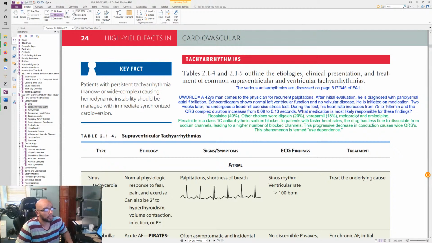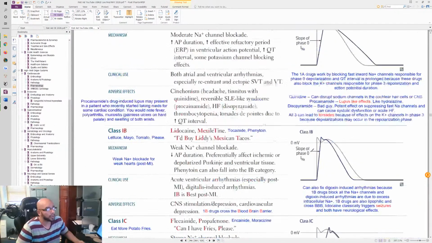So digoxin and verapamil, metoprolol, and amlodipine were all irrelevant, wrong answer choices. But overall, I think it's a pretty weird question, but it is what it is. Right, so these are your sodium channel blockers right here.